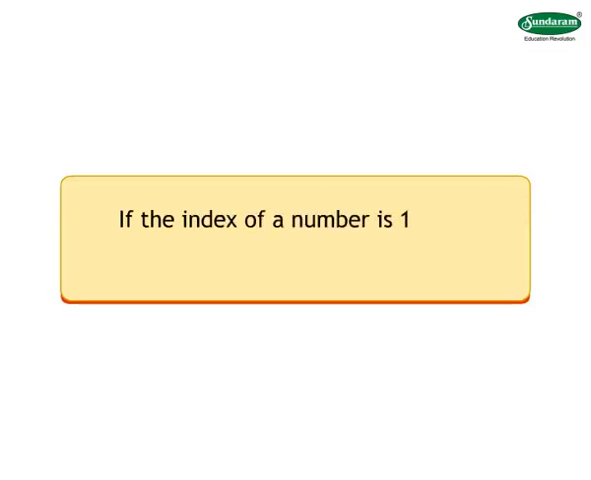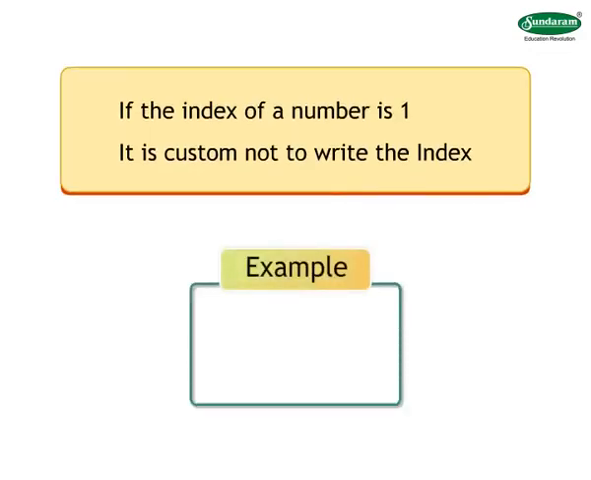If the index of a number is 1, it is customary not to write the index. Example: 5 to the power 1 equals 5. 10 to the power 1 equals 10.